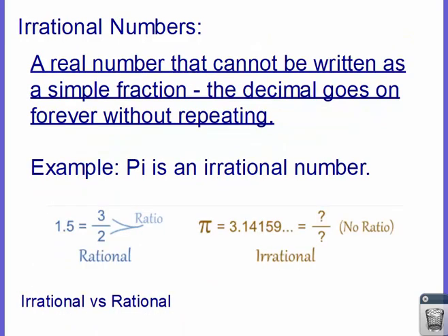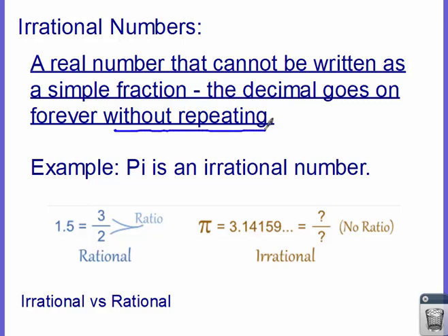Now what's the other kind then? The opposite of rational is irrational. So if rational numbers are any number that I can write as a fraction, irrational numbers are any number that I cannot write as a fraction. A real number that cannot be written as a simple fraction. The decimal goes on forever without repeating.